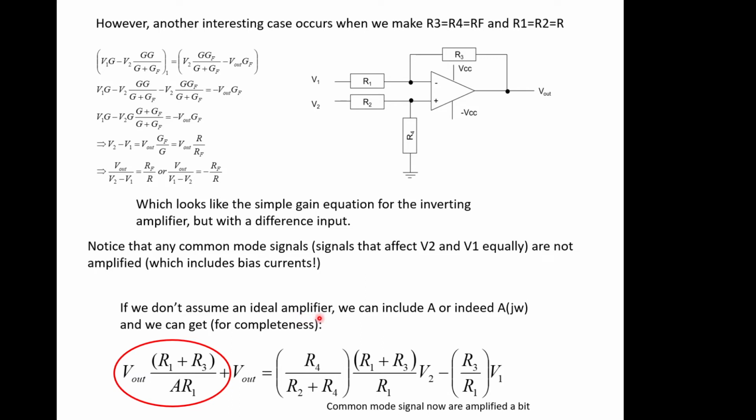So if you don't assume an ideal amplifier, you can include A, or some function of A, which is frequency related, and then for completeness, if you want to work it through, V out is equal to this expression all the way through. Now remember, we can simplify this side, but this is the interesting part. If A is not infinite, then this starts to introduce errors. And A, we've already spotted, is not necessarily infinite at high frequencies. So at high frequencies, this term starts to become significant, and we start to lose the linearity a bit.